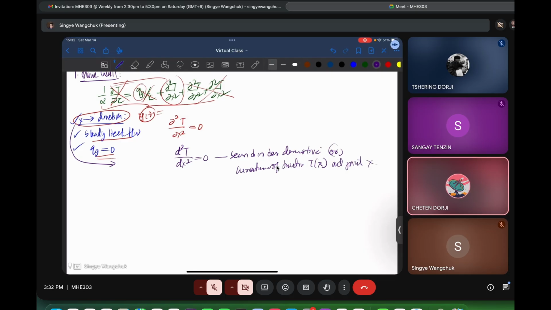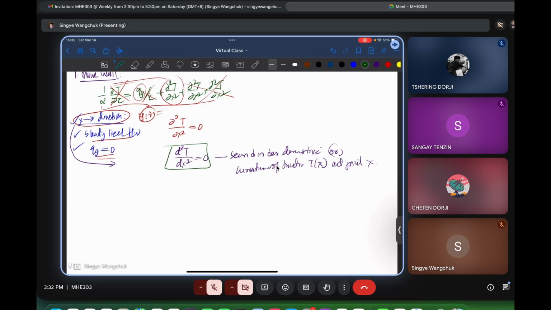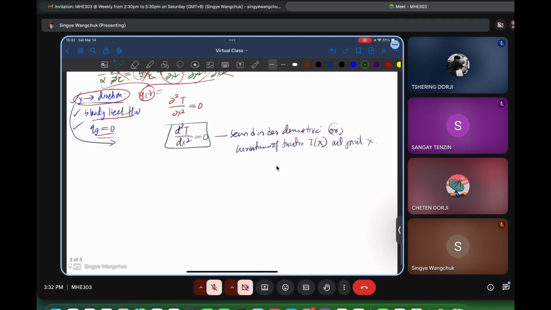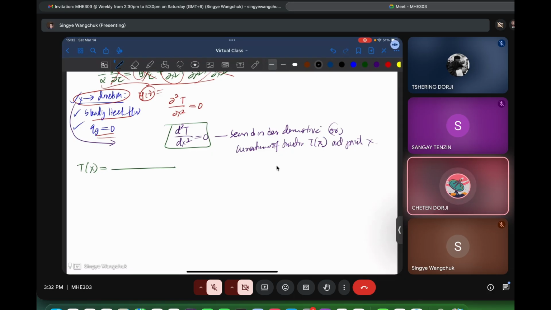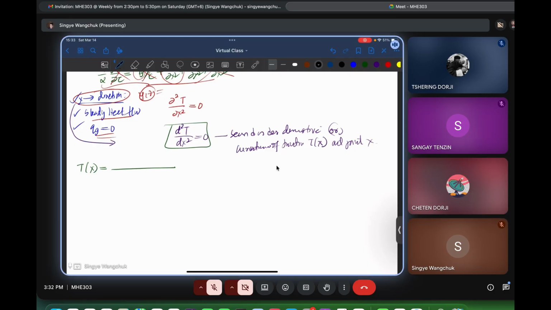Now we have to find a solution to this equation. I need the solution in the form of T as a function of x. So what will be the solution for this differential equation? The main thing is that I have to find the function T(x) such that if I take the second derivative of this function, then I should get 0.